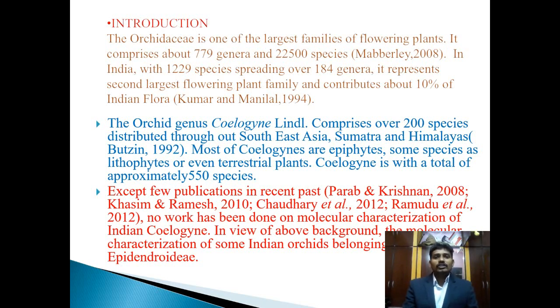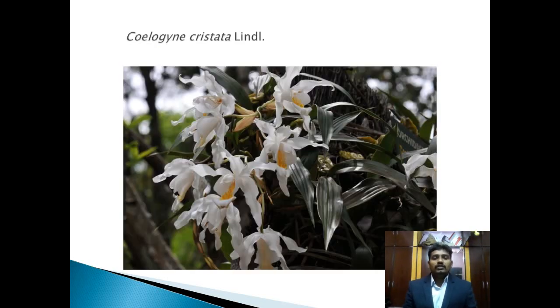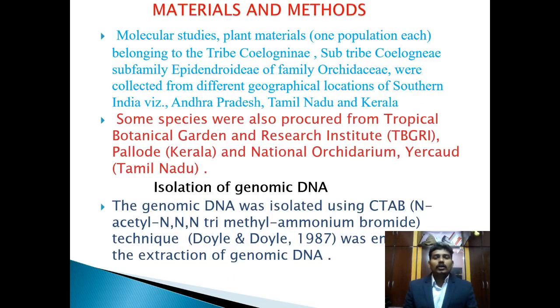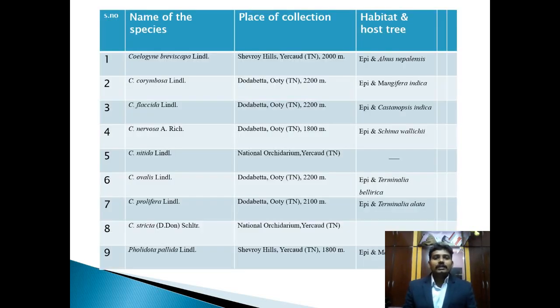So I'm going to concentrate on these Coelogyne species belonging to Orchidaceae. This is one of the Coelogyne species, Coelogyne cristata, collected from southern India. Okay, so, materials and methods. In total I collected 9 species belonging to this Orchidaceae family. Of these, 8 species are Coelogyne species and 1 species is Pholidota. I collected the species from southern India.